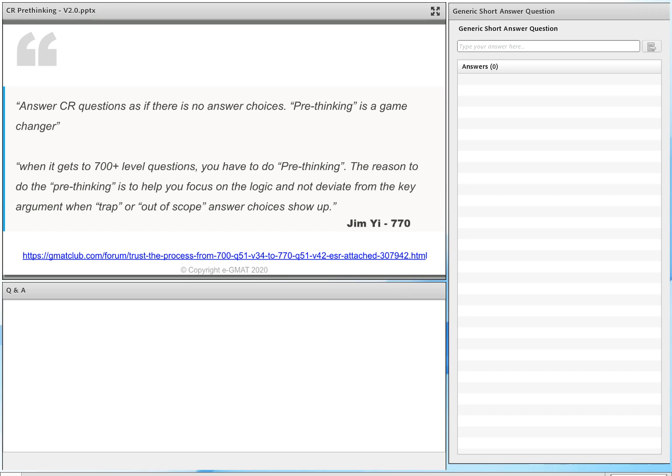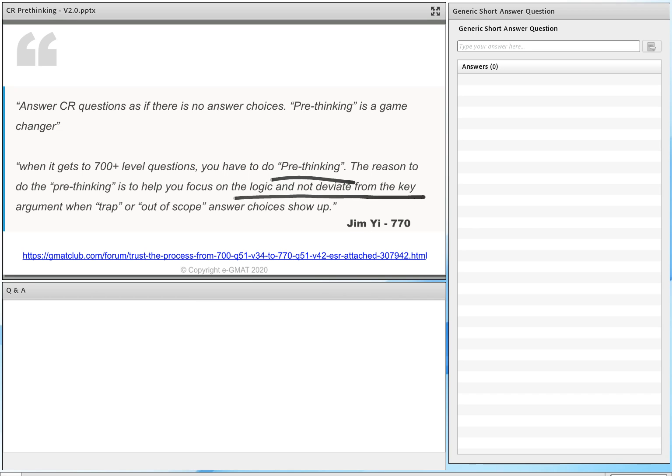So this is a guy who scored 700, did not do pre-thinking, came back to us and said, help me improve. And we actually looked at where he was struggling. We said, that's the only thing you need, because his SC was correct, his RC was there, his quant was perfect. He spent about 12 days doing pre-thinking and took the test 20 days from his first attempt, and improved to 770. When it gets to 700 level questions, you have to do pre-thinking. The reason is it helps you focus on the logic and not deviate from the key argument when the trap or out of scope answer choices show up.